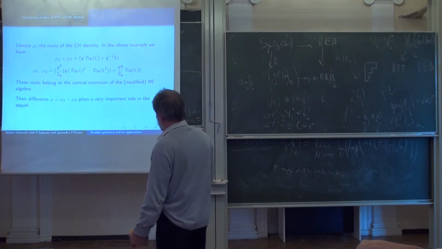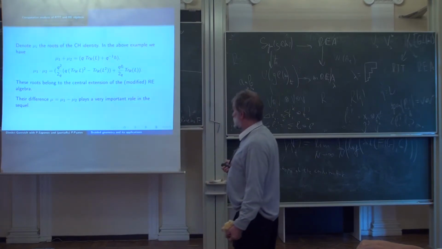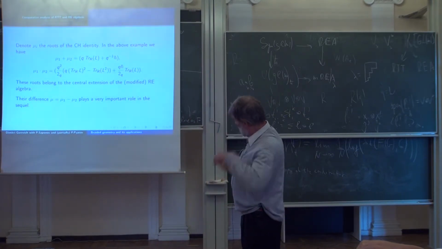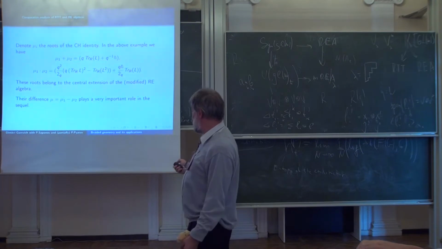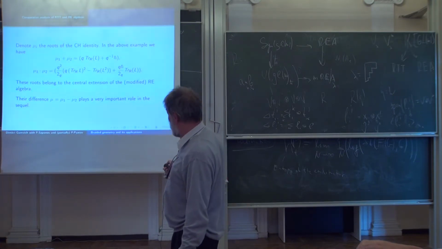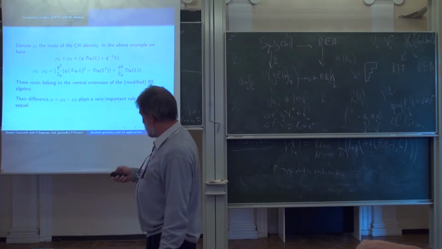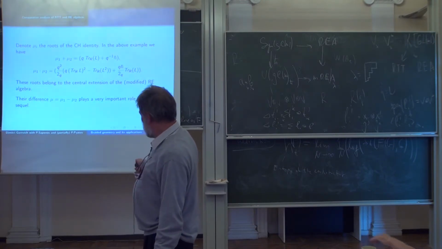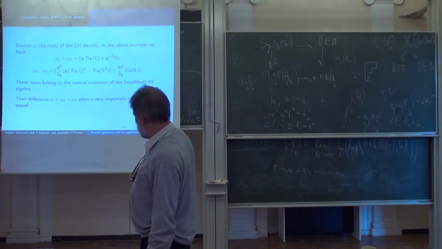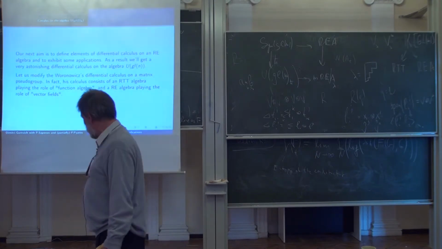Now I want to introduce an element which belongs to an algebraic extension of the center of the reflection equation algebra. So the sum of two roots is just the first coefficient, the product is just the last coefficient, as usual. And we will see a little bit later that the difference of the roots is very important in this sequel.